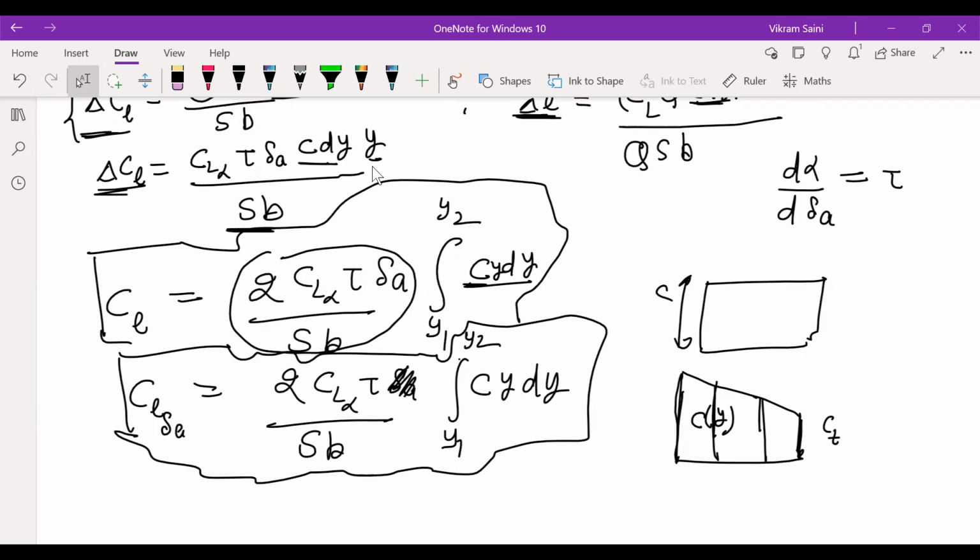We need to find the aileron control effectiveness. The control effectiveness is basically the derivative of that C l with respect to the control angle. Your control angle is delta A. So differentiate C l with respect to delta A. That delta A gets eliminated from here. You have this expression, and this is your aileron control effectiveness. It directly depends upon the CL alpha of the wing. So it's the wing CL alpha in this case.